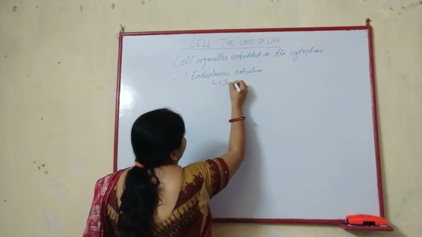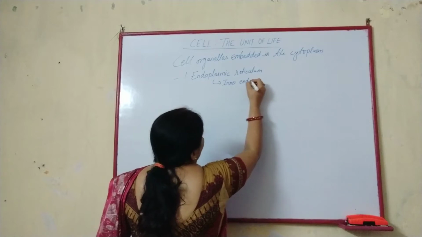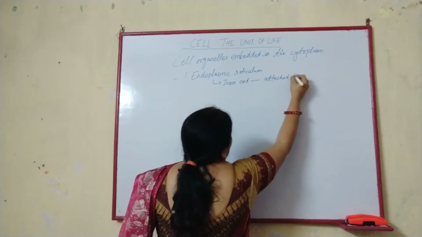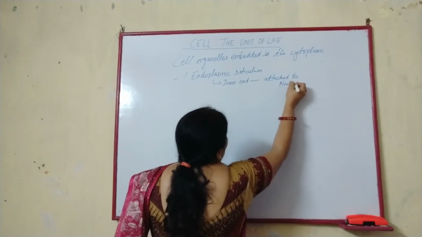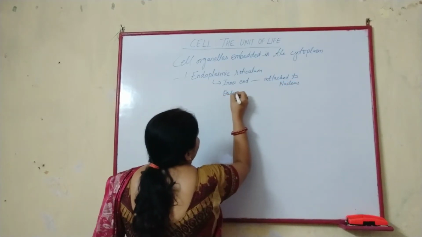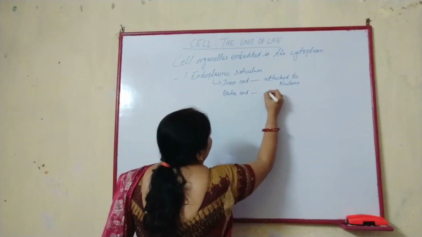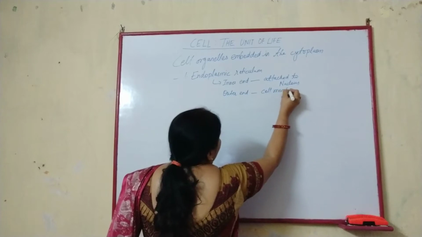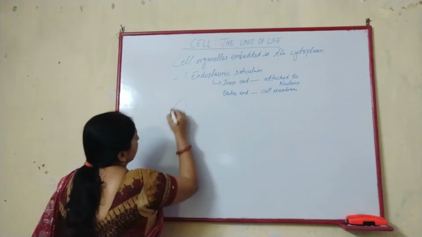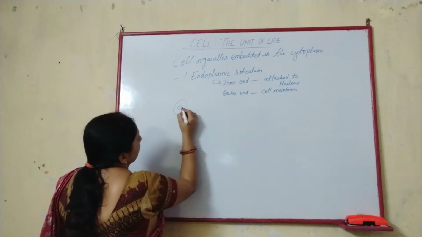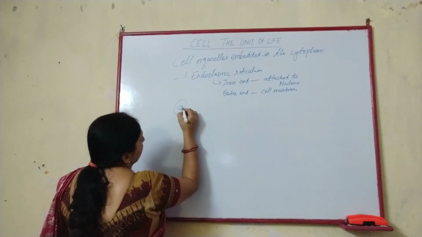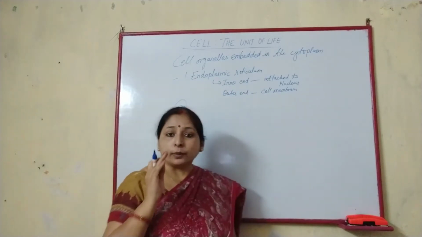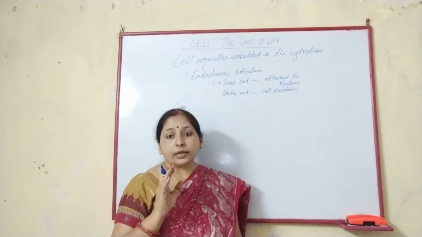Inner end attached to the nucleus, while outer end is attached to the cell membrane. So, if this is a cell and the nucleus, the endoplasmic reticulum starts from here and continues to the cell membrane. So it is a kind of supportive framework to the cell.